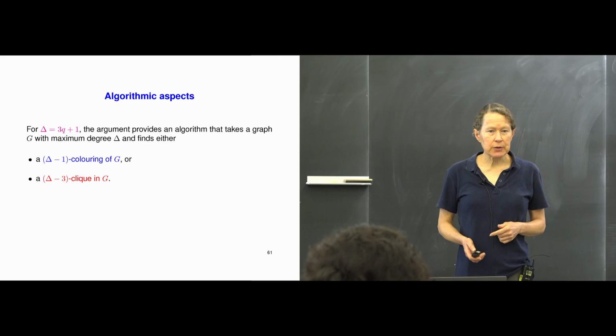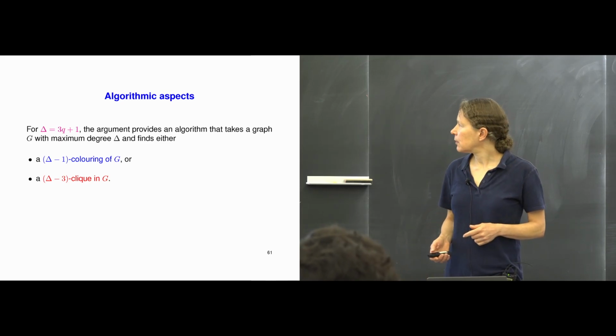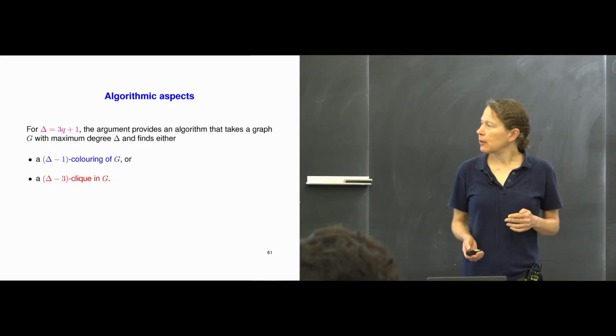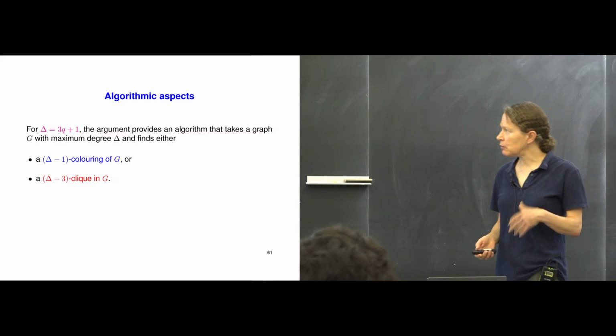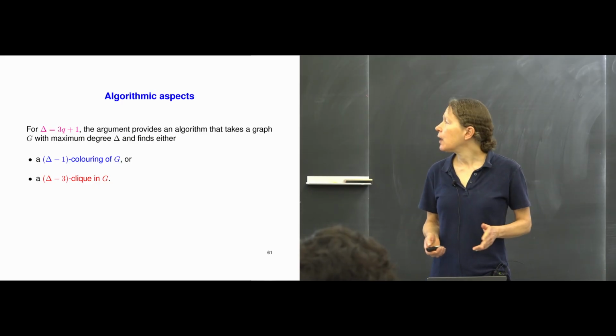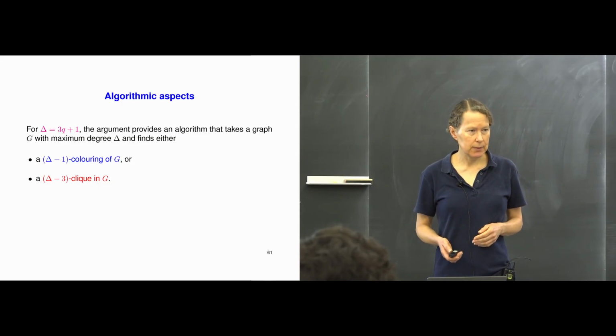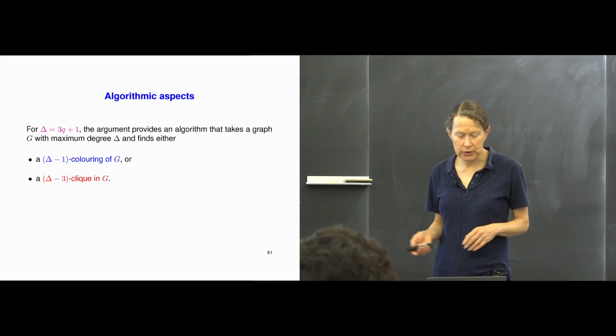Okay, so you might think, as I told you that, if you were able to stay awake, that it looks somewhat algorithmic, and it is. So it really does give you a step-by-step way of either finding a delta minus 1 coloring of the whole graph or a delta minus 3 clique. And it's an efficient algorithm.